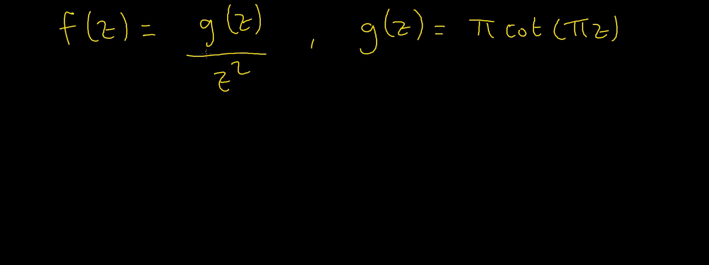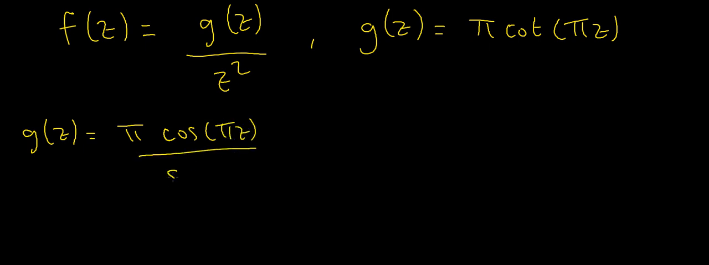So first of all, I want to see where the poles of this function f are, but to do that, I need to find the poles of g first. So what's g? g of z is just equal to pi times cotangent, which is 1 over tan, but tan is sine over cos, so 1 over tan must be cosine over sine. So this is just cosine of pi z, all divided by the sine of pi z. And the poles of this function g are going to be precisely the points at which the denominator is equal to 0. So in other words, where is sine of pi z equal to 0?